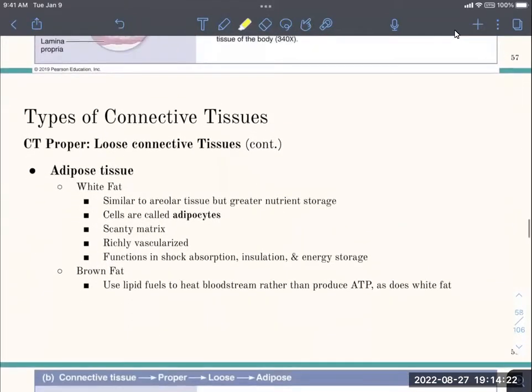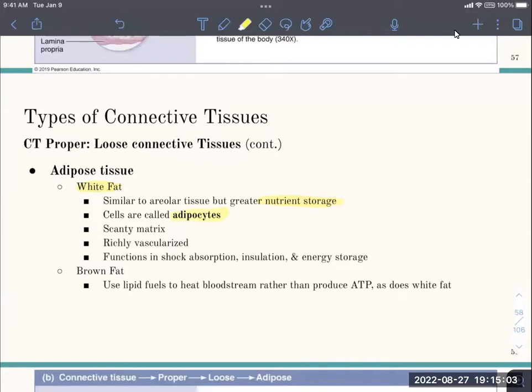We have adipose tissue. We have two types of fat tissues. We have white fat and brown fat. White fat has a huge nutrient storage. The cells in adipose tissue are called adipocytes. There's very little matrix in there, and there's lots of blood supply because we need to keep those nutrients in those adipose cells, those adipocytes, healthy because they're storing our nutrients. They're storing everything for later use.